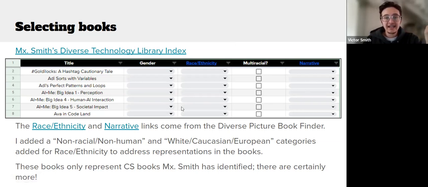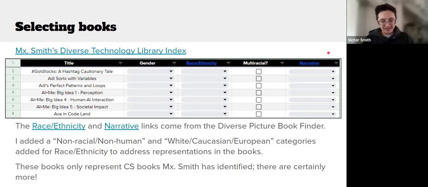I borrowed the categories that came from the diverse picture book finder for race and ethnicity and narrative. I also will note that I added to race and ethnicity a non-racial or non-human group, since as we learned earlier, animals and non-humans play a big role in the picture book industry. And I also included a white, Caucasian, European category because we also have white characters in computer science books as well. I included the narratives with a link to the diverse picture book finder.